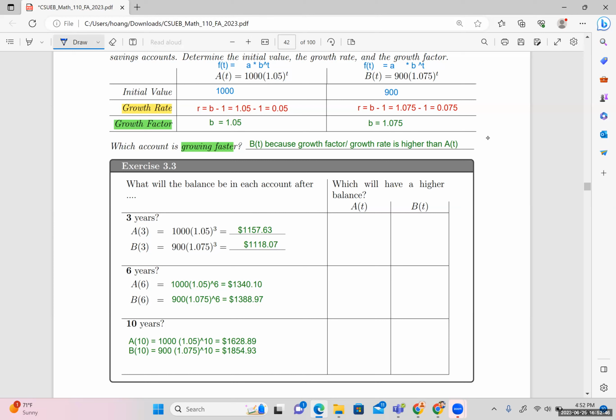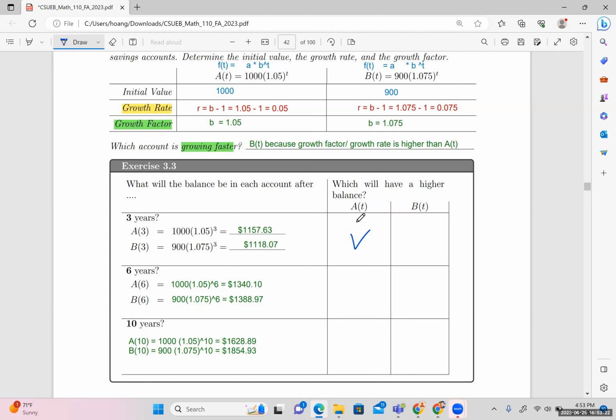As you see, I have the first one as 80. Keep in mind that this question is different from the question of which one is growing faster. If I'm talking about growing faster, I'm talking about growth factor and growth rate. But if I talk about which will have a higher balance, then you will have to check the balance. So after 3 years, I will see that company A will give you the higher balance.